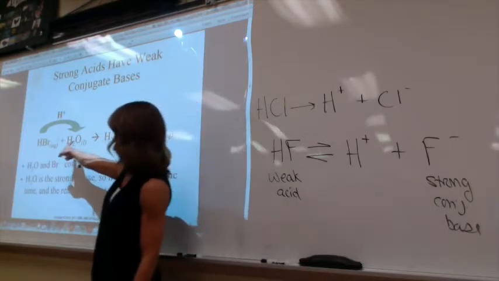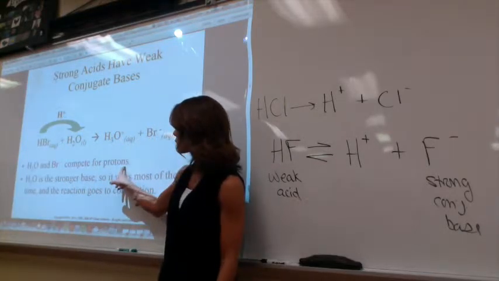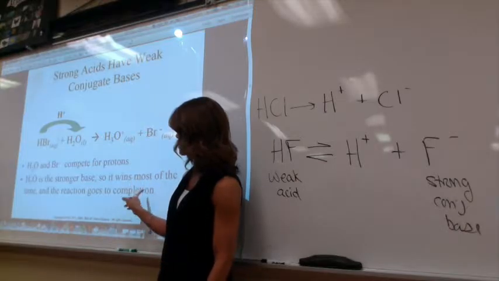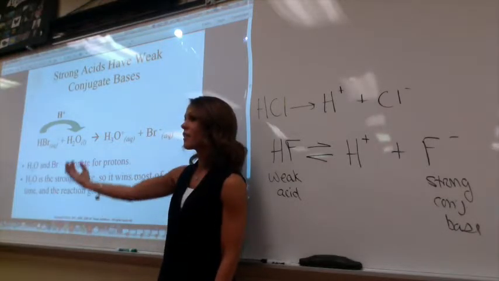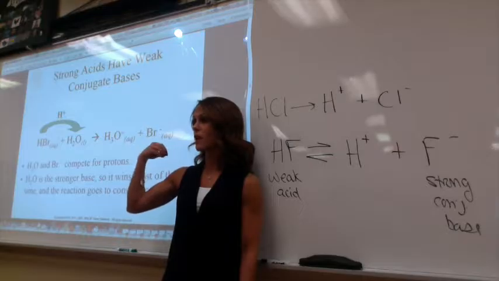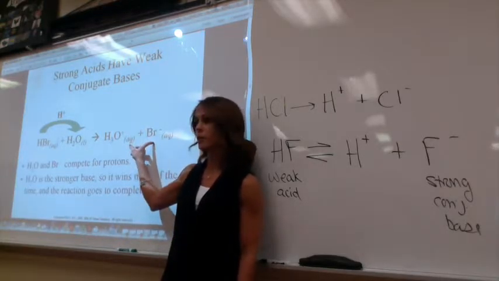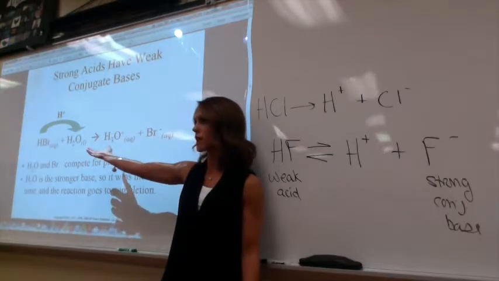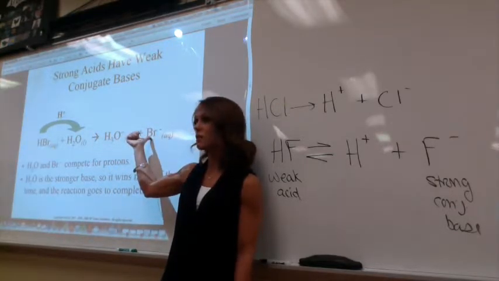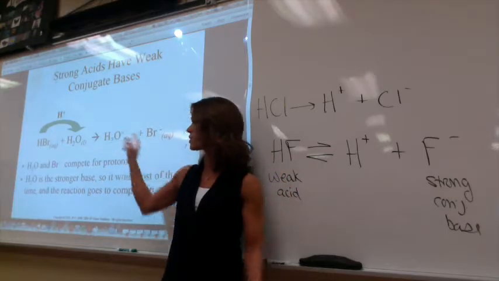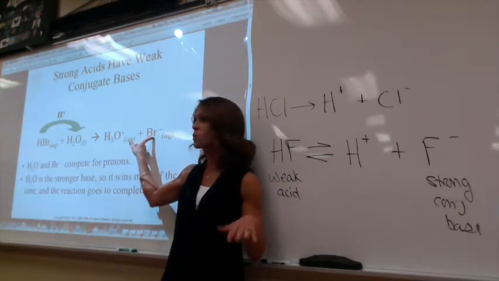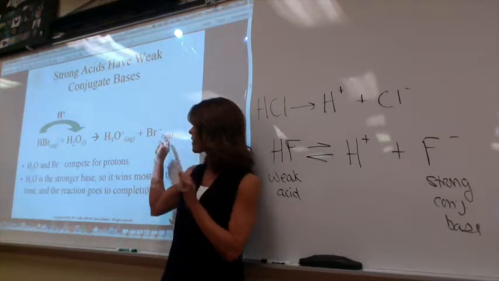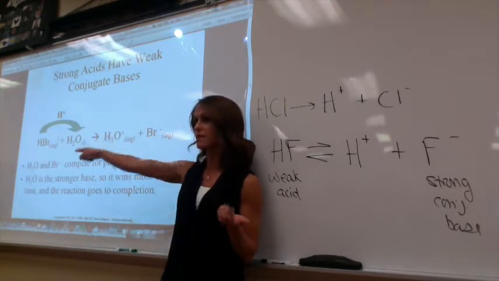So basically you have water and bromide competing for protons. Water is the stronger base, so it wins most of the time, and the reaction goes to completion. Winning means that it is going to accept the hydrogen better than the bromide would, because bromide is a very weak base because it comes from a very strong acid. If this had the ability in the solution, right, all four of these components are in the solution, if this were stronger than water, then this would pull the H plus to it, and then it would go back and create more reactants.